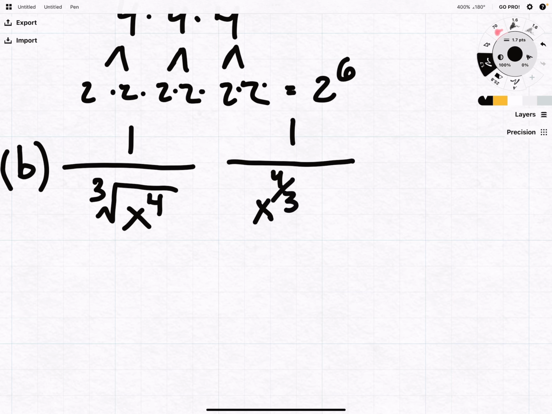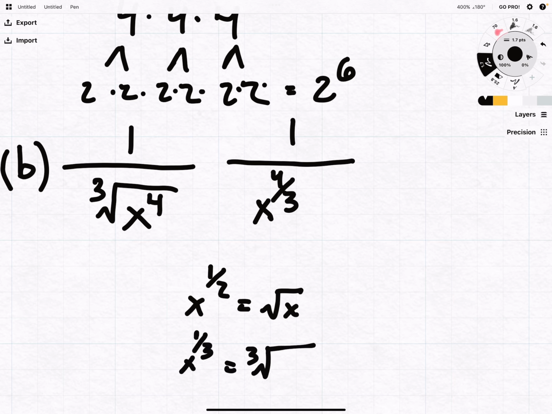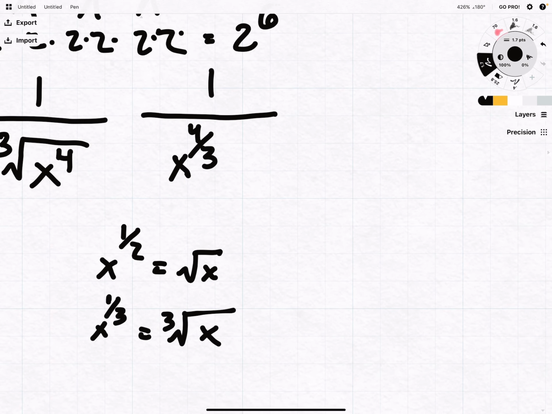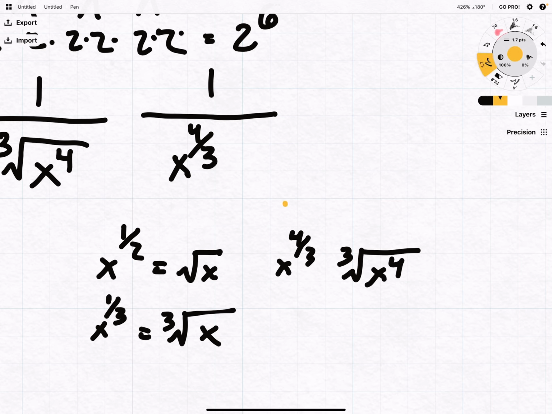And the reason for that is because suppose we have x to the 1/2. That's known as the square root of x. X to the 1/3 is known as the cubed root of x. But x to the 4 thirds, we still have a cubed root, but it's going to be of x to the 4th. So we can see here that this top number is sort of our power, and this bottom number is our root. That's one of the better ways of thinking about it.